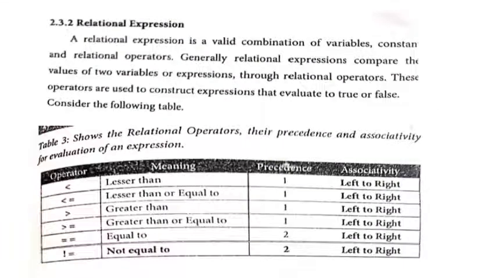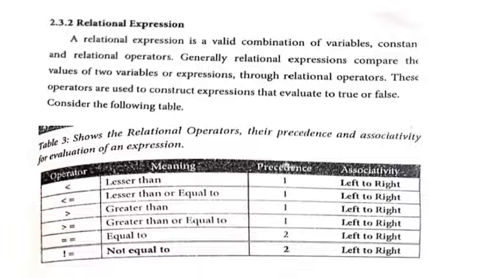Then, relational expressions. A relational expression is a valid combination of variables, constants, and relational operators. Generally, relational expressions compare the values of two variables or expressions through relational operators. These operators are used to construct expressions that evaluate to true or false. Consider the following table. With this table, understand the precedence and associativity of each relational operator.